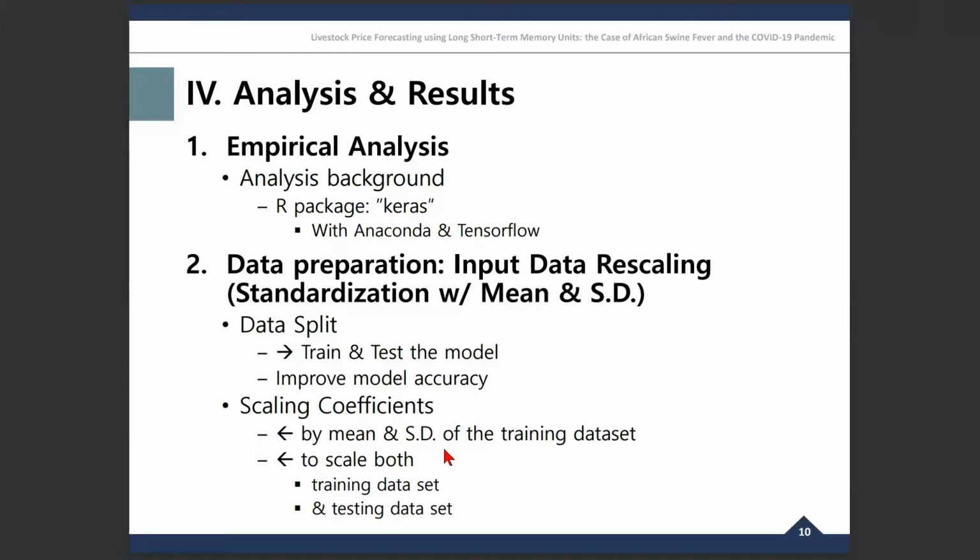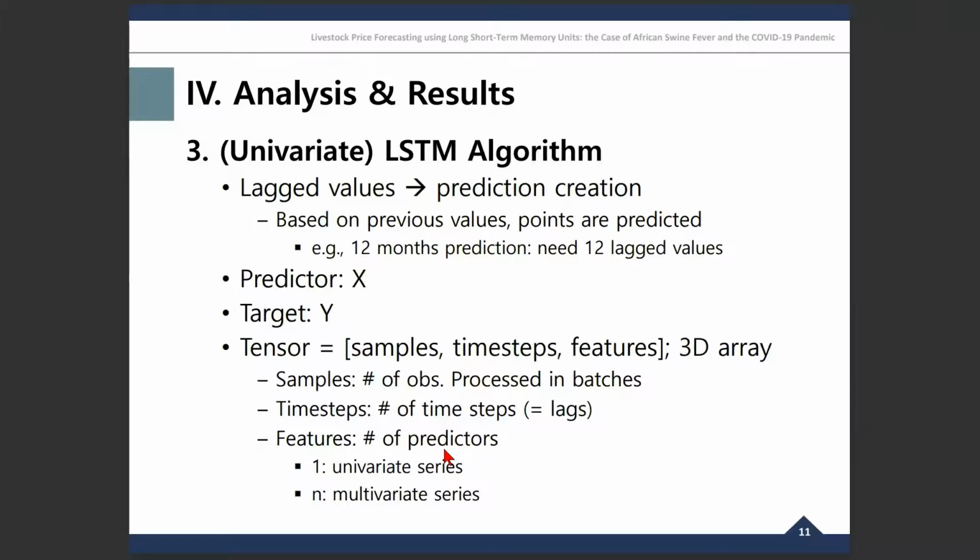The big title is data preparation, and all the data have different units, so we have to standardize, like a typical standardization using the mean and standard deviation of each data observation. After that, for the LSTM algorithm, there is the predictor X and target Y, and for both we construct a tensor. A tensor is composed of three-dimensional arrays: samples, time steps, and features. Easily speaking, samples are the observations processed by the LSTM, time steps are lagged observations, and features are the predictor variables.